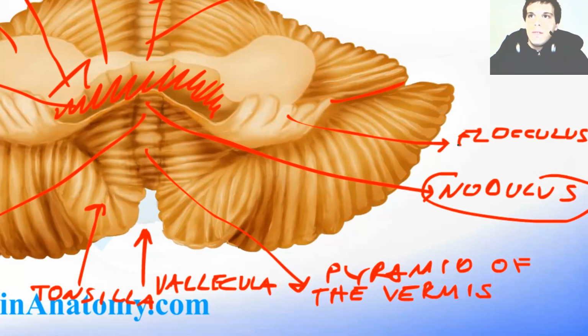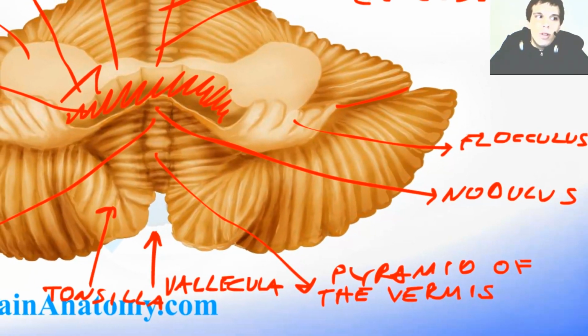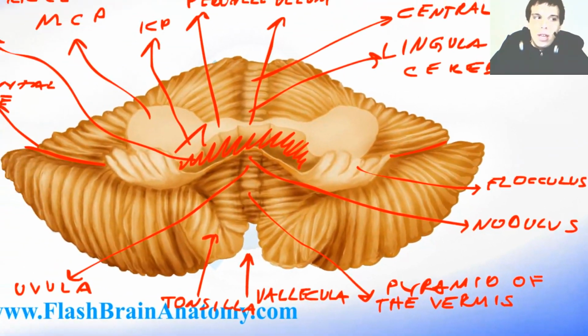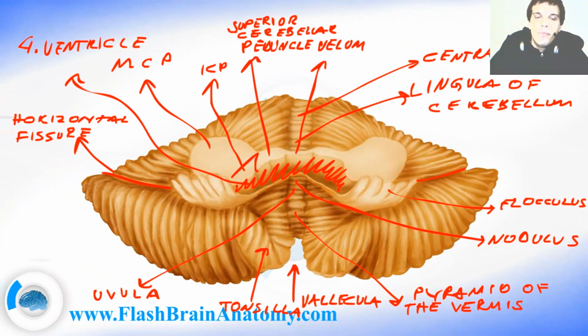The nodulus and flocculus create the floccular nodular lobe, but I will talk about the lobes of the cerebellum in the fourth video about the cerebellum. To watch the video about the cerebellum from the cranial perspective, please check out the next video.